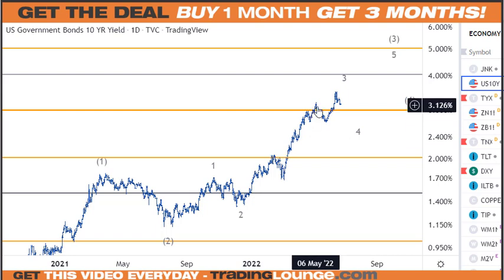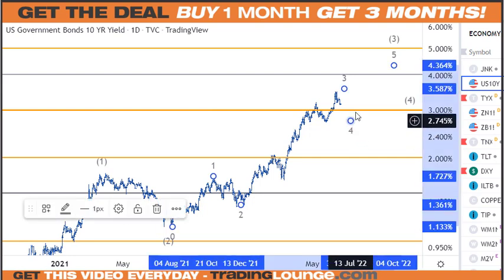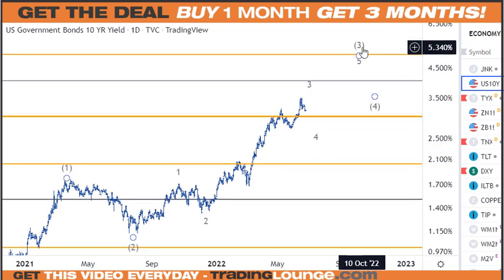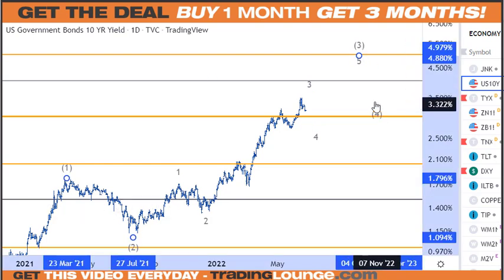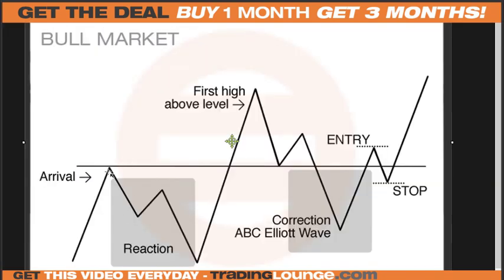So that means the arrival, the reaction, the first high above the level, and then an ABC coming back for wave 4 and then pushing higher. So we're looking up at wave 5 and 3 and 4, still climbing higher, and this particular pattern will look like this. So we've got the arrival and the reaction, and we're in this process moving up. This is normally in 5 waves, so then we'll see it pull back across this 3% level and then move up from that point.